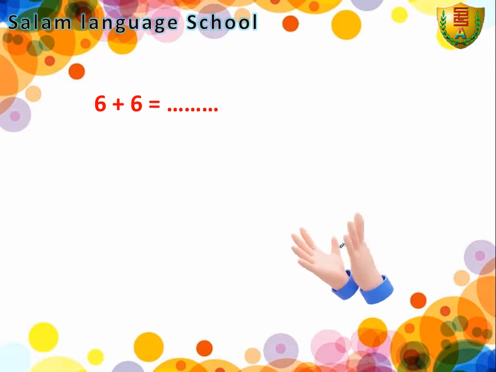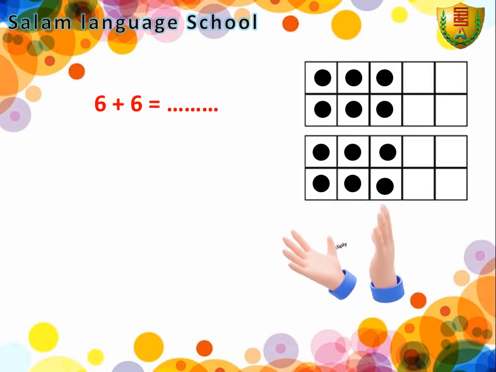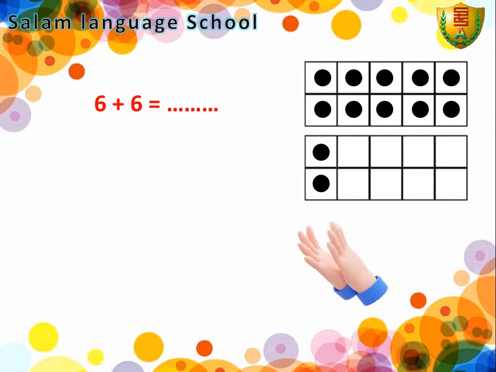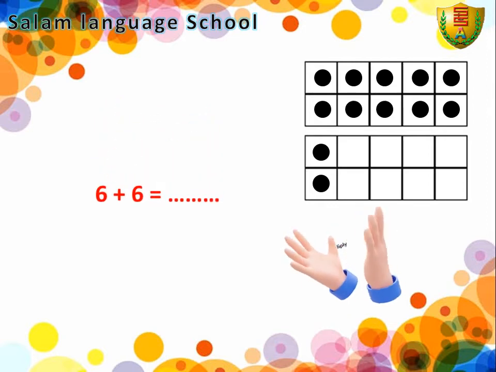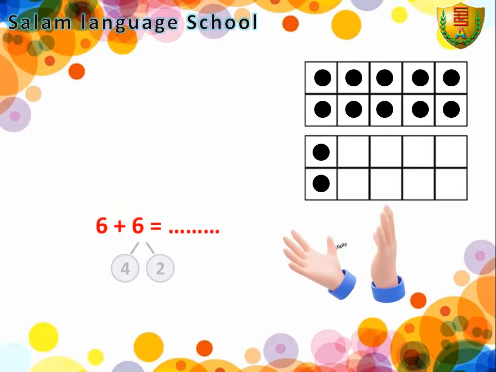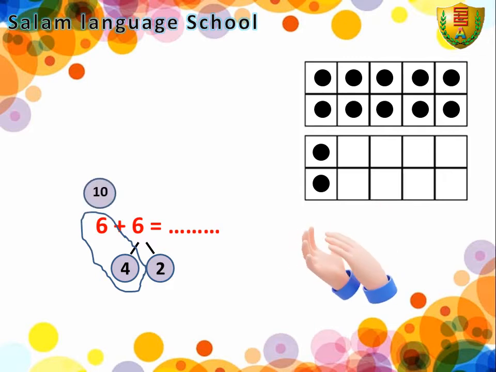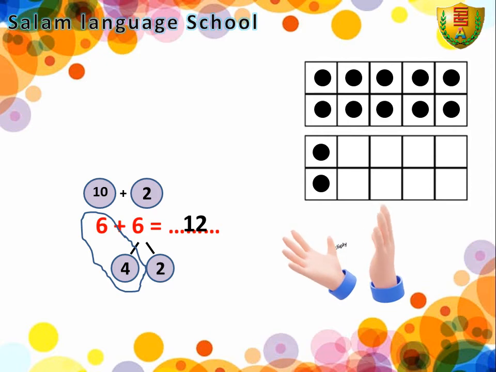Six plus 6. Draw the 10 frame. The first 10 frame has 6 and the second 10 frame has 6 also. The first 10 frame has 4 empty squares, so we need 4 dots from the second 10 frame. The remainder is 2. 6 plus 6. We decompose the second 6 into 4 and 2. The 4 goes with the first number to become 10. The remainder is 2. It is easier to add 10 to a number. 10 plus 2 is equal to 12.